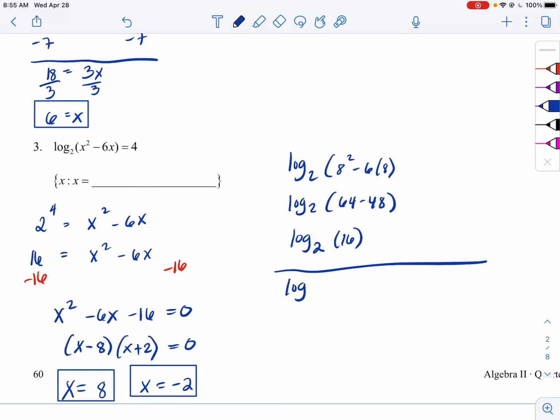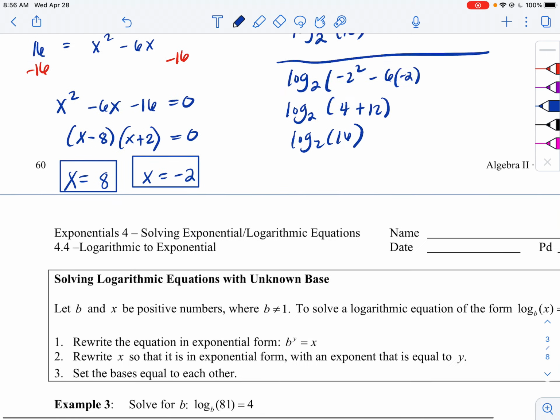And then if I plug in the negative 2, 8 also works. Let's try negative 2. That's negative 2 squared minus 6 times negative 2. Log base 2 of negative 2 squared is 4, plus negative 6 times negative 2, a negative and a negative, so it'll be a positive 12. So that is also 16. Okay? So that's it. It didn't get into a negative number, so negative 2 also works. All right, moving on.